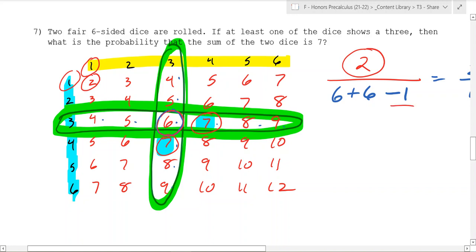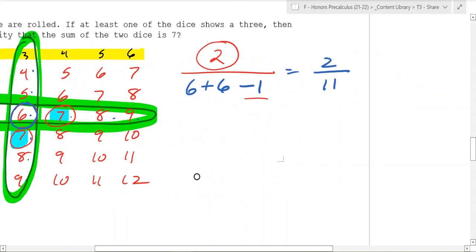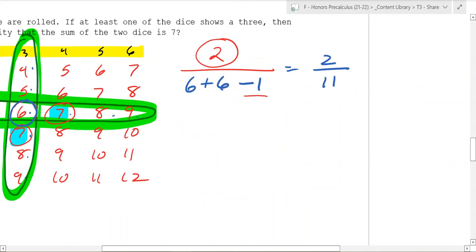So you have to subtract the 1. That's the really tricky part of this. So you get 2 out of 11. That's the probability of this occurring.